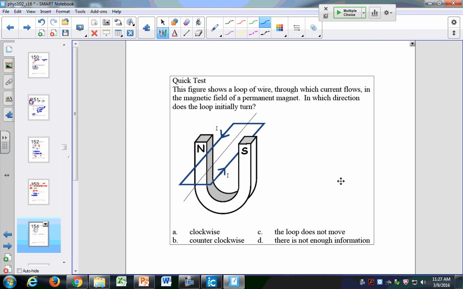All right, let's look at this. This is a loop. It's in a magnetic field. Remember, magnetic fields run from north to south poles. I have a current flowing through this loop. I want to know what is the direction that this loop will move. What is the direction that the loop will initially turn? Don't worry about that for now. I'll explain the wording on that. But what is the direction that this loop will rotate? Will it rotate clockwise, counterclockwise? Maybe it doesn't rotate at all. Or do you need something else to answer this?